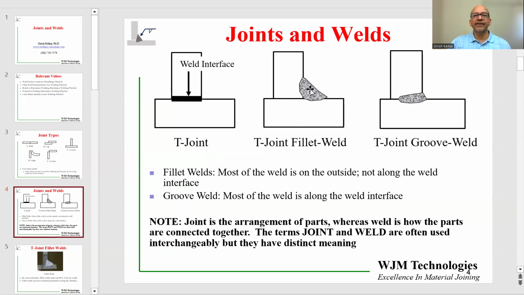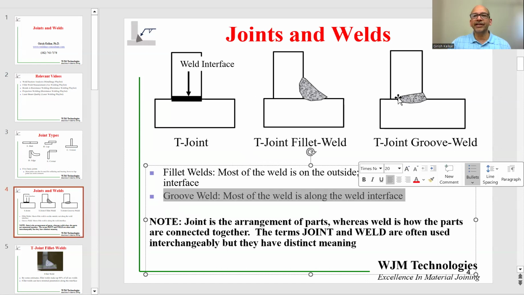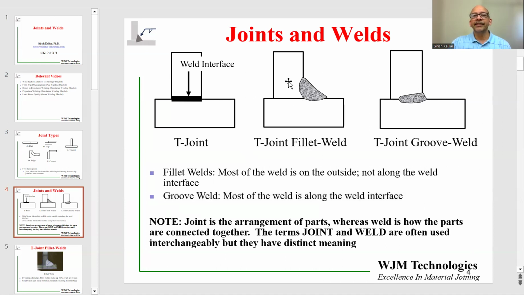You can take a T-joint and make what is called a fillet weld. A fillet weld is a weld where you add material which is mostly on the outside. There is some fusion to the 2 components, but primarily the weld is on the outside, not much along the interface. Whereas you can also make a groove weld. A groove weld is where the weld is actually primarily along the interface and a little bit on the outside. So you can take a T-joint and make a fillet weld, and you can also take a T-joint and make a groove weld. So that is the distinction.